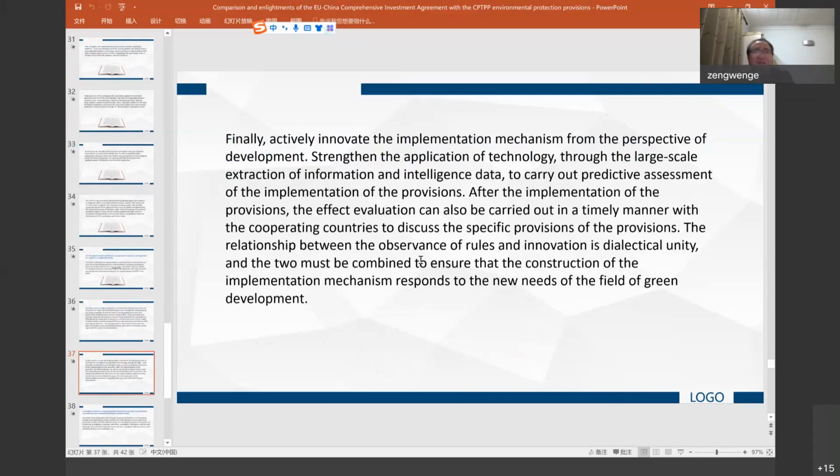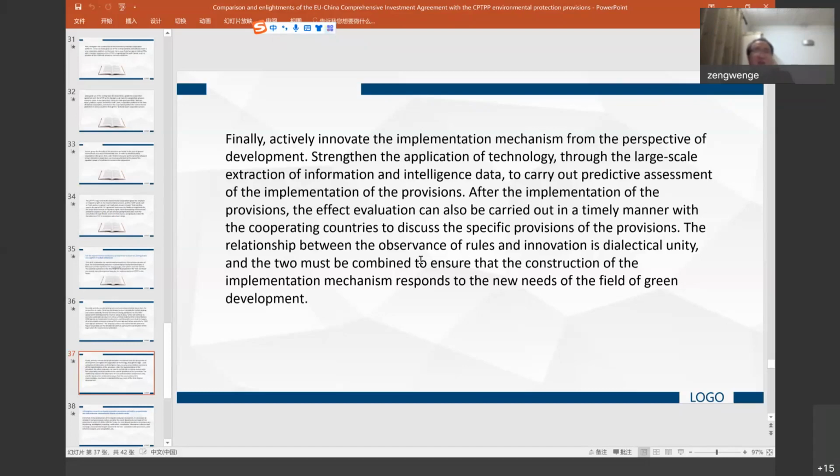Finally, actively innovate the implementation mechanism from development, and strengthen the application of technology, information, and intelligence data to carry out the implementation of the provisions. For us, in the RCEP, we have the digital chapter. Meanwhile, we also have some dispute settlement articles, so we can make some new dispute mechanism for environmental law.